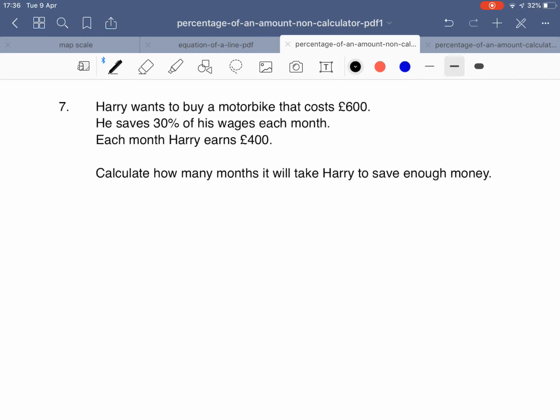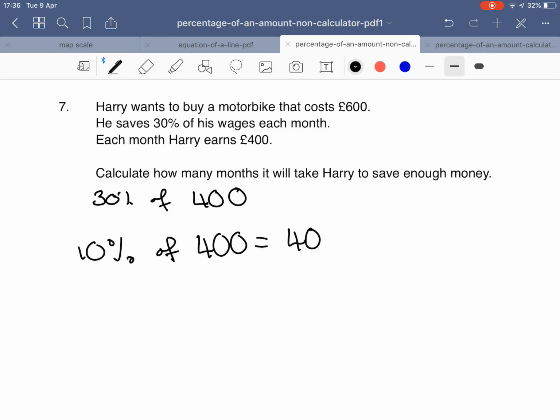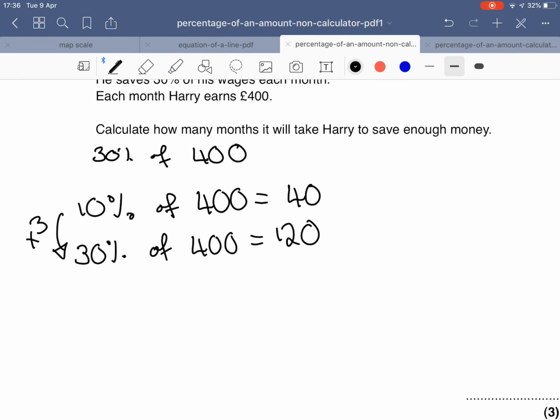So if he's saving 30% of his wages, and his wages are £400, we need 30% of 400. To do that, I'm going to find my 10%, my favourite thing to find. Just divide it by 10, so that's 40. To get 30%, I want to times that by 3, because 10 times 3 is 30. So I want to times that 40 by 3, which is 120. Just do 4 times 3 and then stick a 0 on the end.